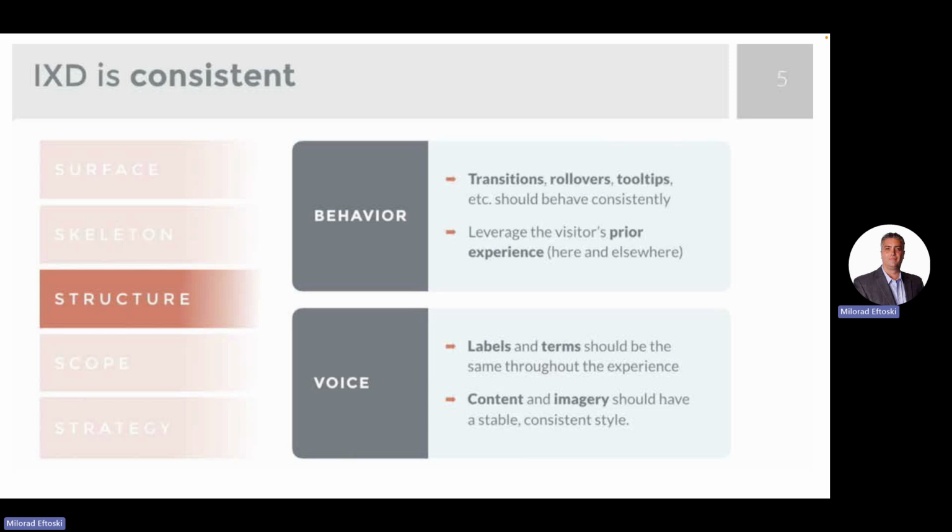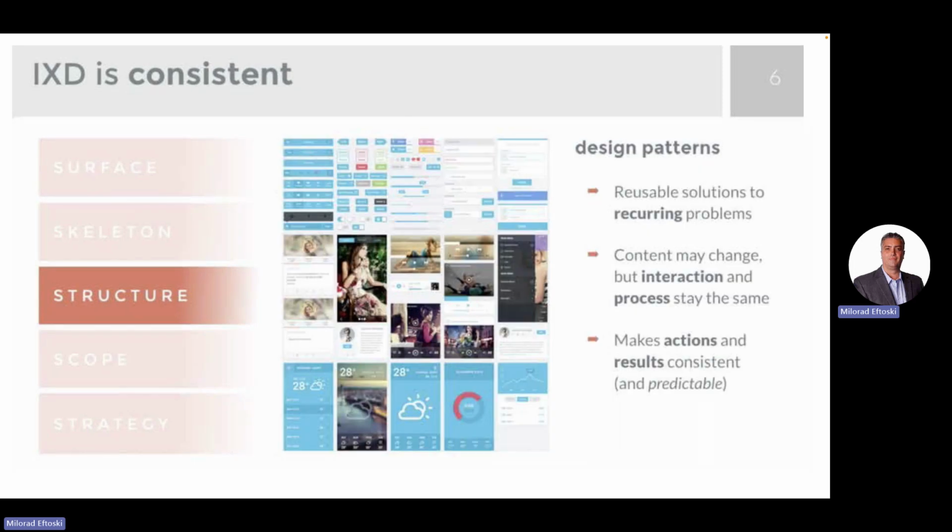So behavior, okay? Voice, labels, and terms should be used the same throughout the experience. Content and imagery should have a stable, consistent style. Consistency, if you notice, is a word I'm going to recite over and over again because it's very important. Design patterns. Okay, again, that's Windows right there. Android or Windows OS. Reusable solution to recurring problems. Content may change, but interaction and process stay the same. Makes actions and results consistent and predictable.